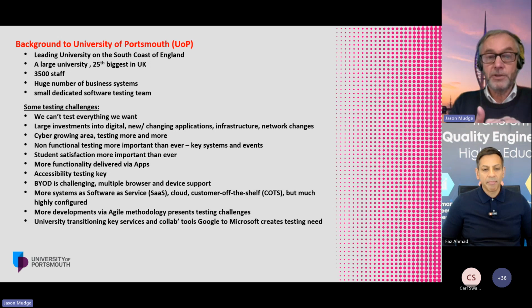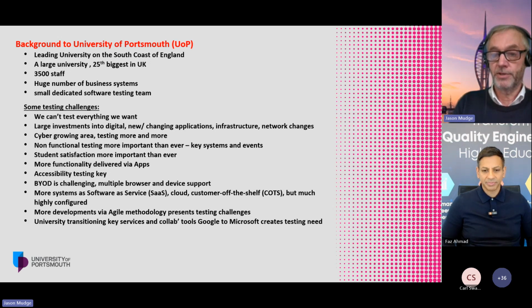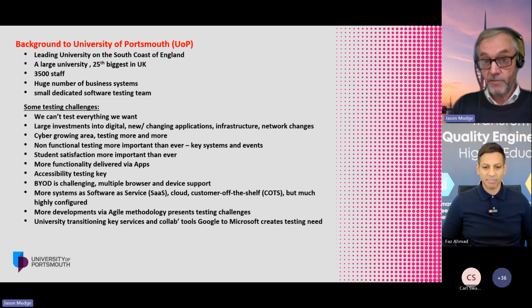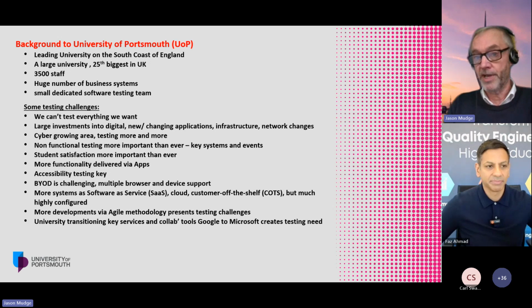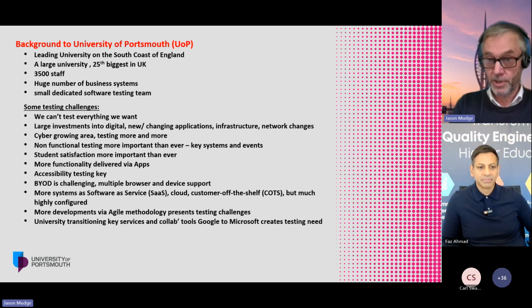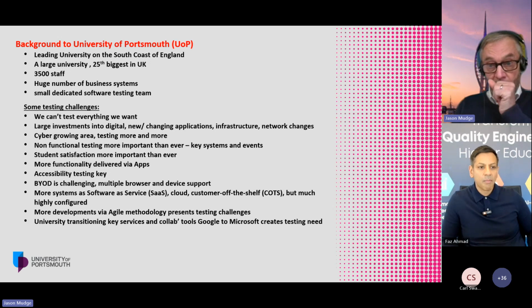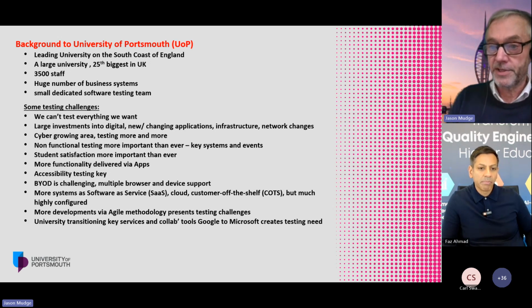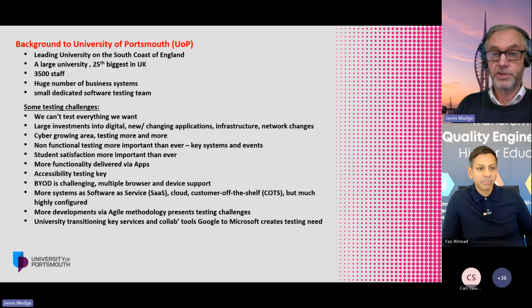Just quickly for context, a little bit of background on the University of Portsmouth. We're a large university, one of the biggest in the UK, with circa 30,000 students and 3,500 staff. That makes us very large indeed. We have a huge number of business systems to assure, some for our internal professional services, some for our 5 faculties, some for direct student use.